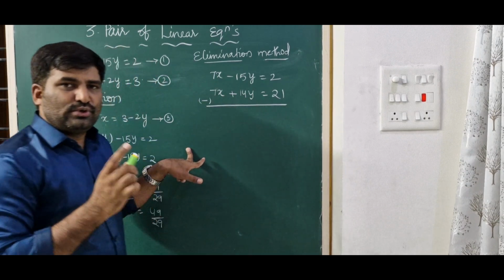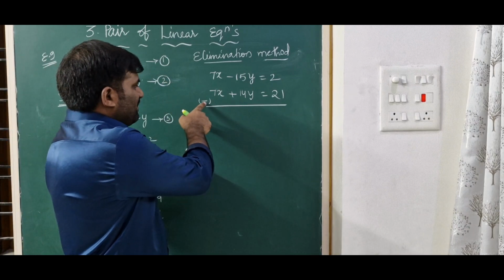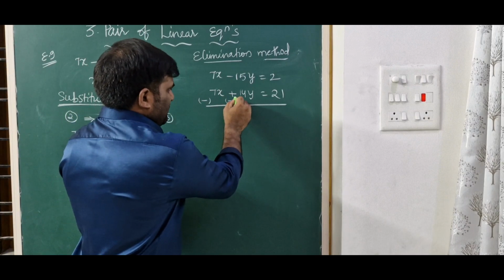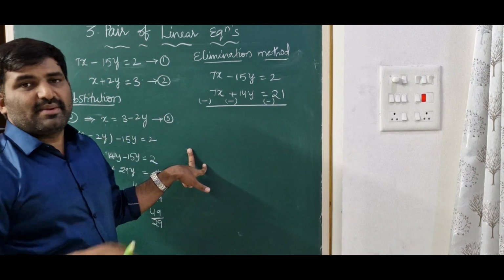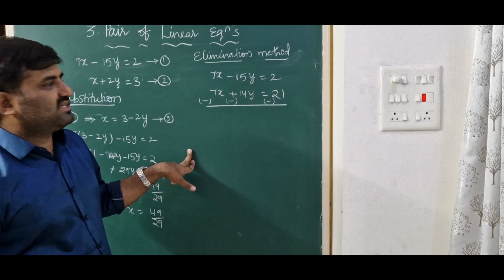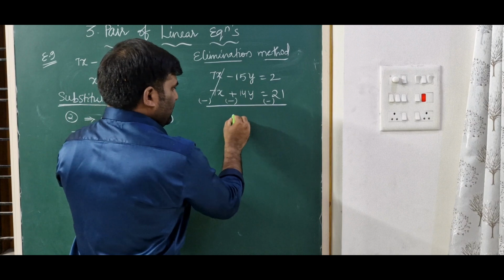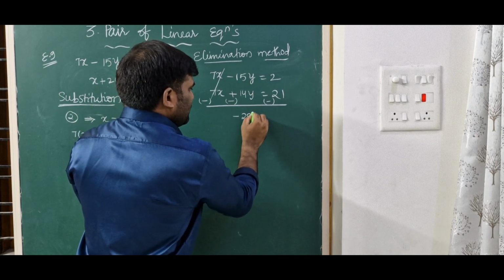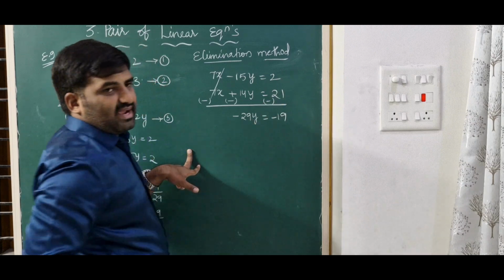When you subtract one equation from another equation, you know that plus will become minus, and minus will become plus, but we don't have any minus. Plus terms are becoming minus because we are multiplying. Subtraction is nothing but multiplying with a minus symbol. So 7x minus 7x gets cancelled. Minus 15 minus 14 is equal to minus 29y is equal to minus 19. 2 minus 21 is minus 19.